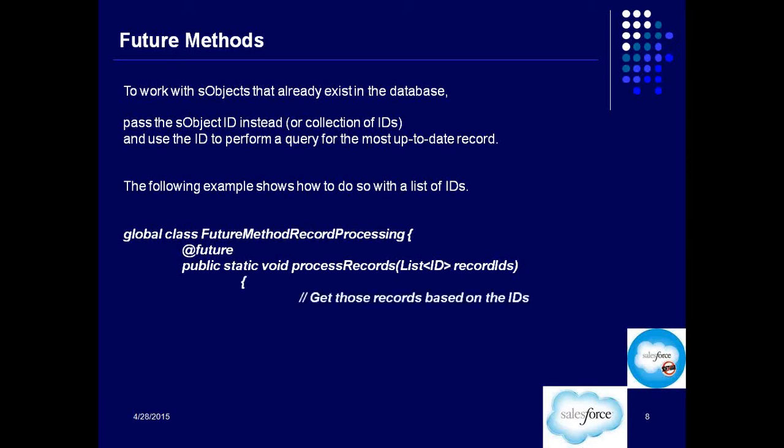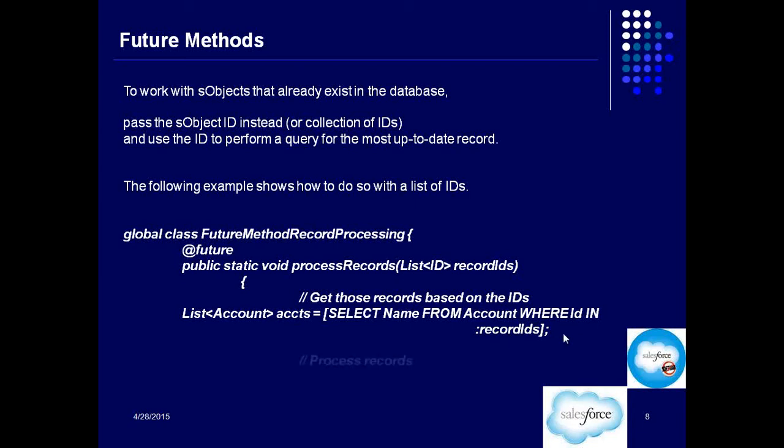So when this method gets executed, inside this method, it can actually run this query and get the values from record IDs. So when the method is actually getting executed, at that time this will get generated. However, at the time of calling the method, I had to supply the list of IDs. Got it? So that is the thing. Process records and that's it.